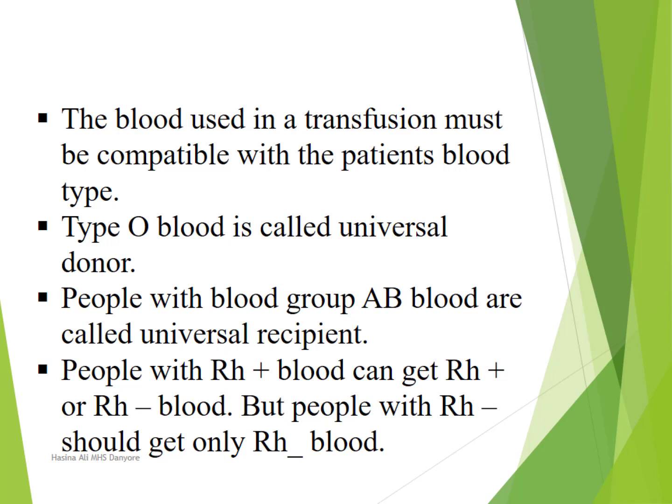Type O blood is called universal donor. People with blood group AB are called universal recipient. People with Rh positive blood can get Rh positive or Rh negative blood, but people with Rh negative should get only negative blood.